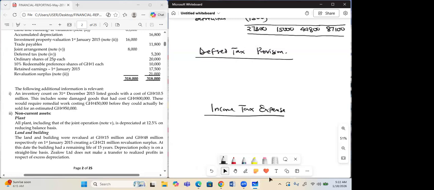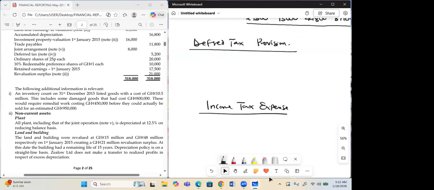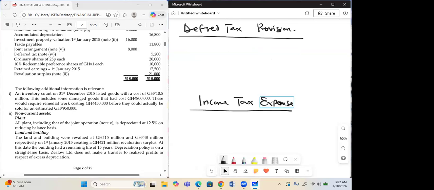Now, this is what happens. The deferred tax provision, you solve that one first. The question will give you an opening balance. Let me say this is the opening balance. They will give it to you in the trial balance. Are you following? Put that down. Then the question will tell you in the footnotes that the difference between the carrying amount of the entity's net assets and their tax base is so and so. That's what we call the temporary difference.